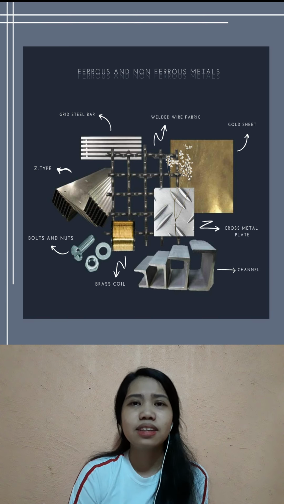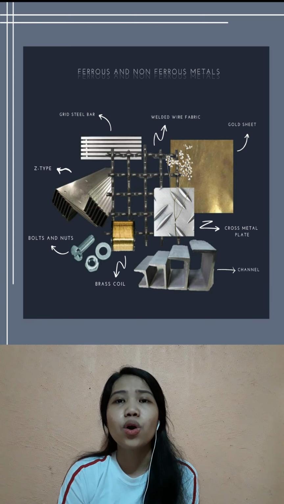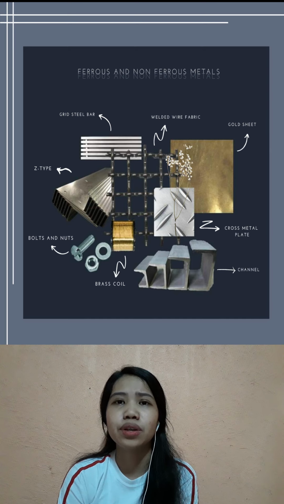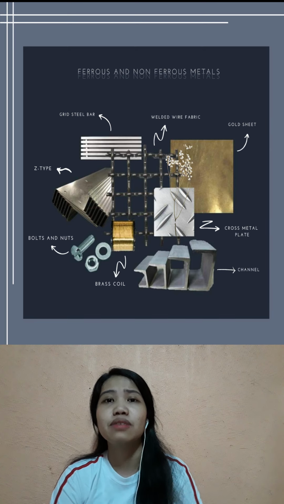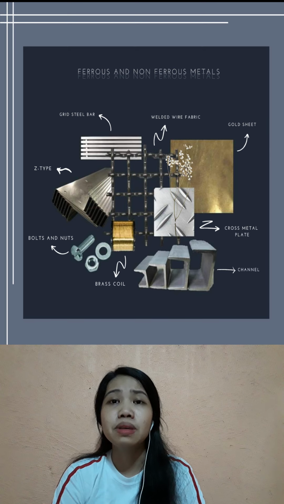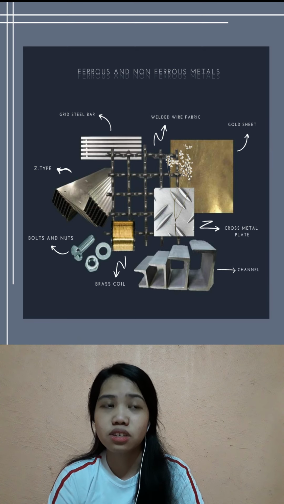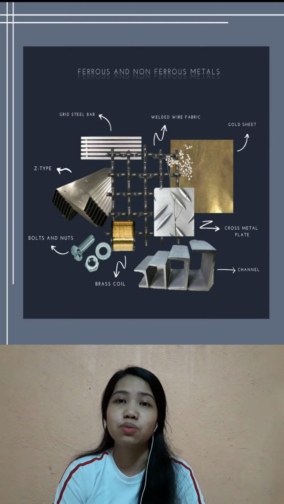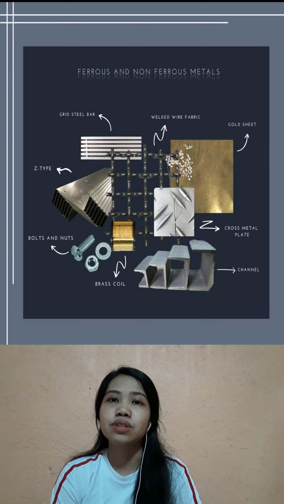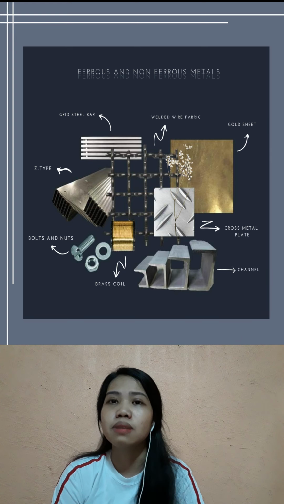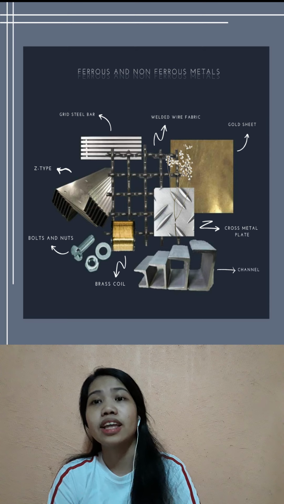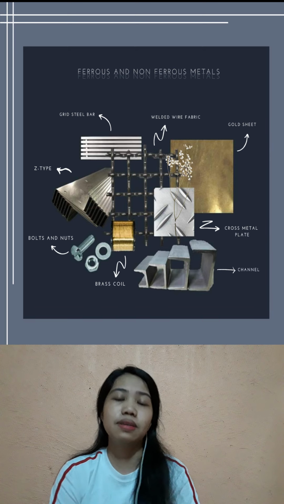Next is Z types. These are used as structural members for modular steel frame buildings. The beams are used for constructing curtain and partition walls, as well as for ceiling joists, eaves beams, frame beams, and roof purlins.